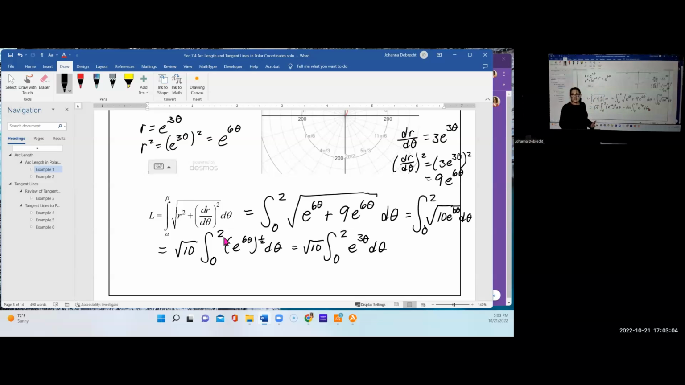Now this is a very straightforward integral to integrate. We want to do a u substitution. U is going to be 3 theta. So go ahead and pause the video, work out what the integral becomes, and turn the video back on. You will want to approximate your answer so we can tell how close to 400 it actually is.